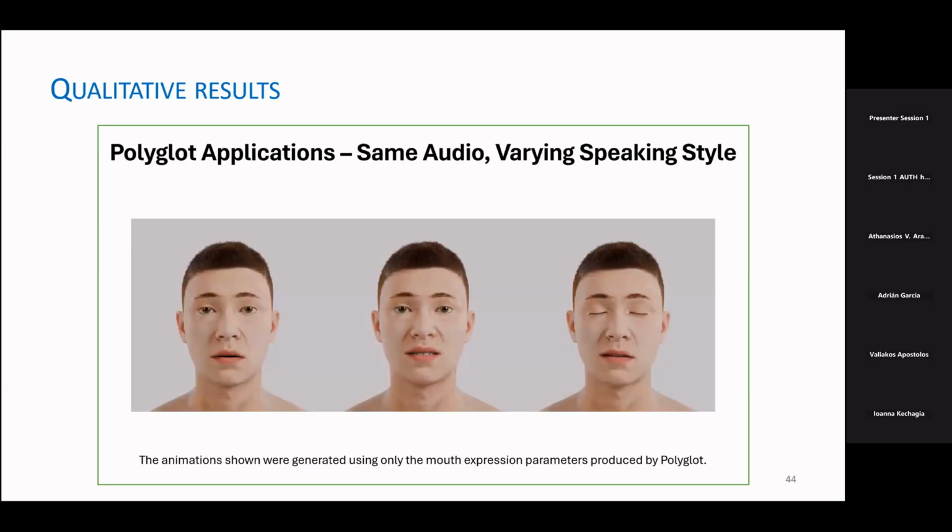Here we present high-quality renderings generated from expression parameter sequences produced by Polyglot, with fixed audio and varying personal style embeddings. These examples demonstrate Polyglot's effectiveness in reproducing the intended speaking style.